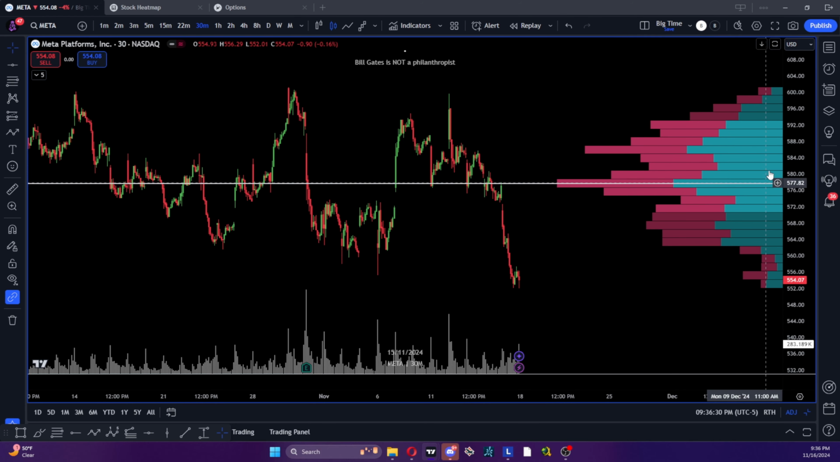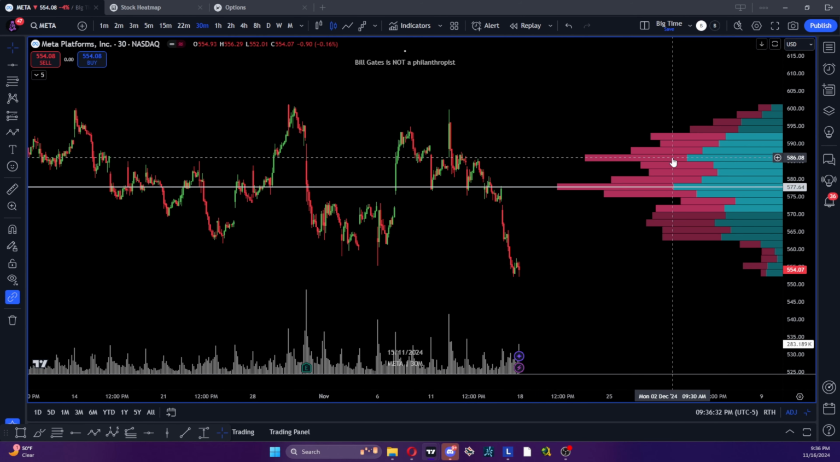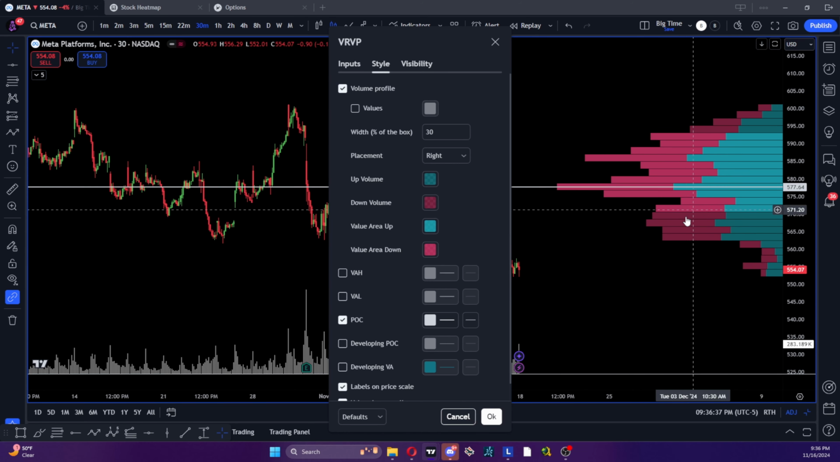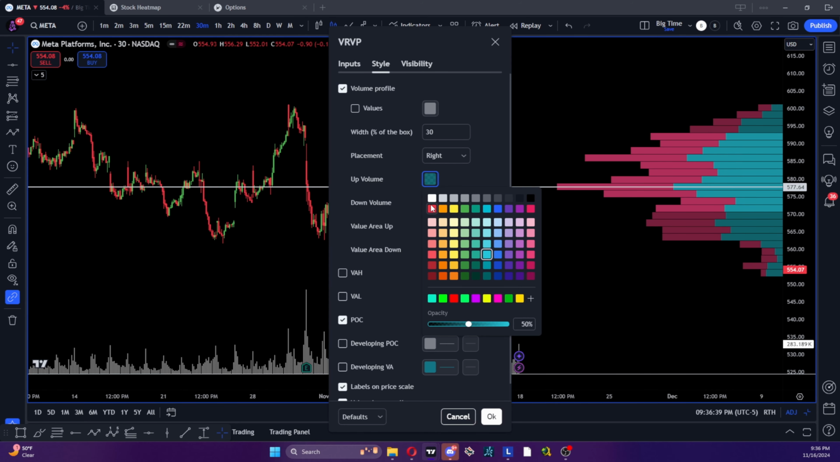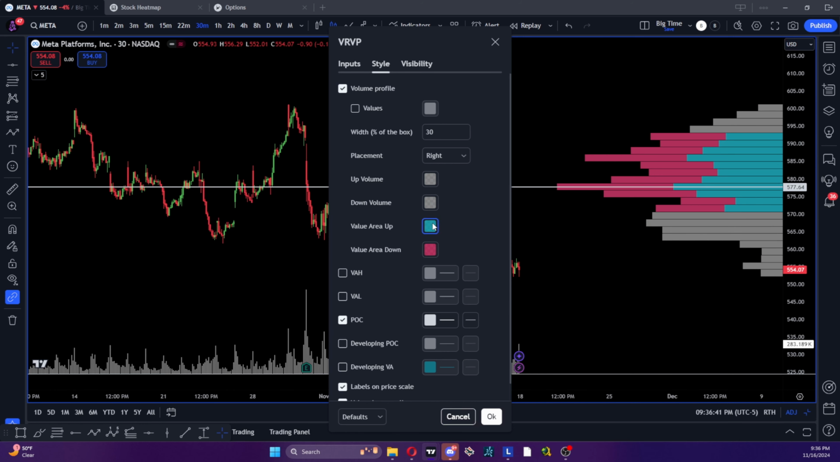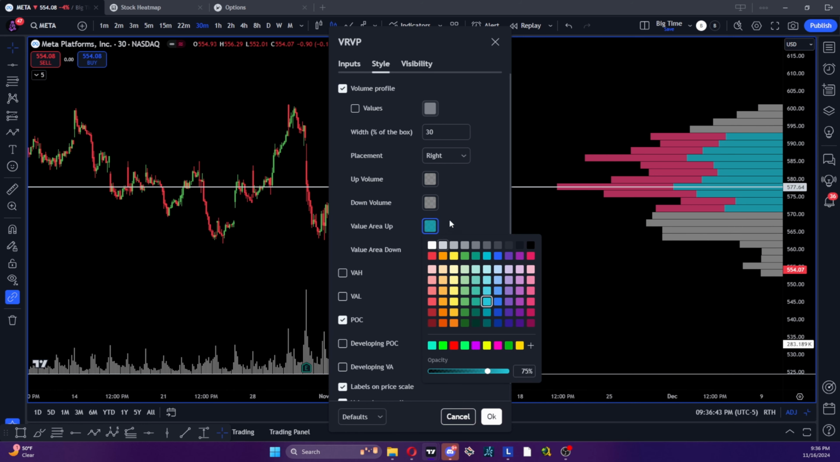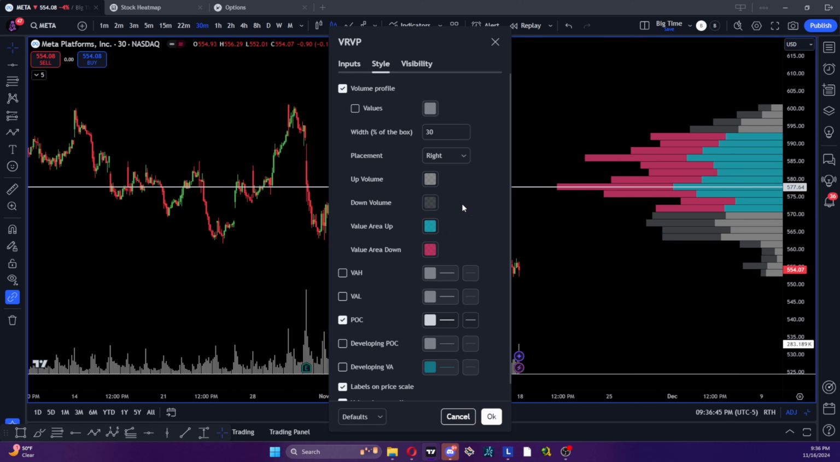But anyway, now that you know what the VRVP is, I'm gonna go into the settings before I talk about how I use it. As you can see, they do two different colors. I personally just switch it over to one set of colors. I don't want it to be too distinct because I don't want to be thinking, hey, it's showing this, so it's got to be bearish or it's got to be bullish.